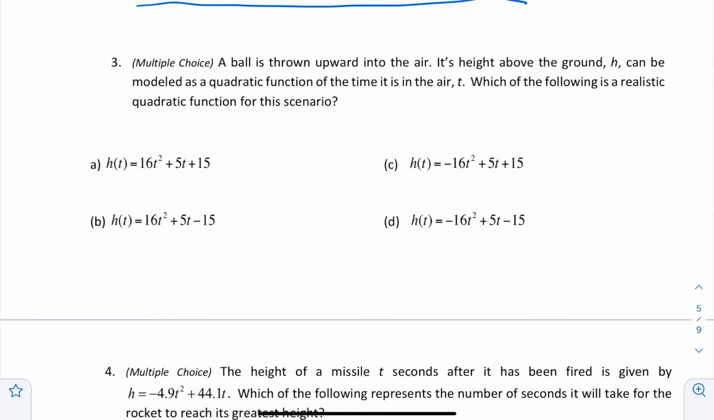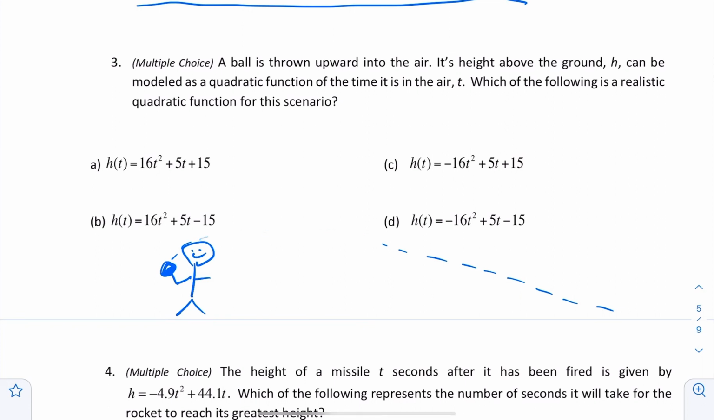For number 3, it says that a ball is thrown upwards into the air. Its height above the ground can be modeled as a quadratic function of the time it is in the air, t. Now, which of the following is a realistic quadratic function for the scenario? So we're throwing a ball up, which means that I'm going to have a ball, and I'm going to throw it up, and it's going to fall.